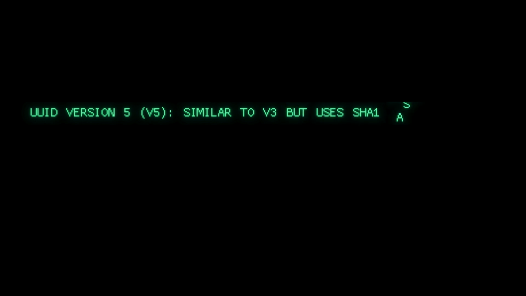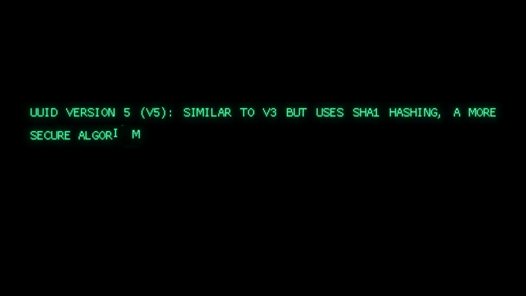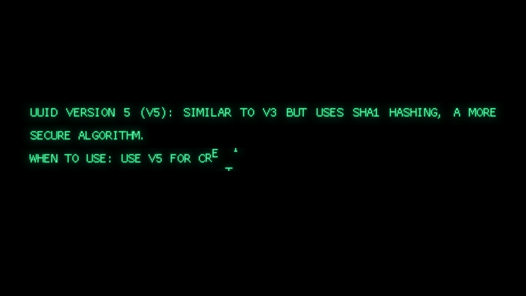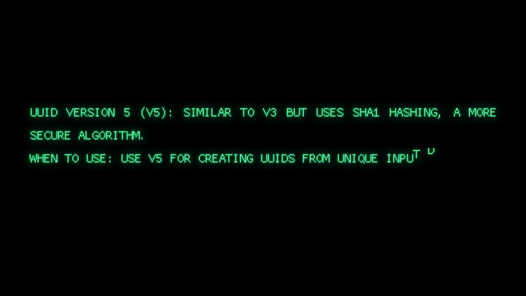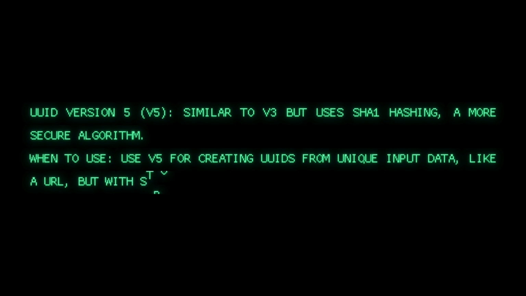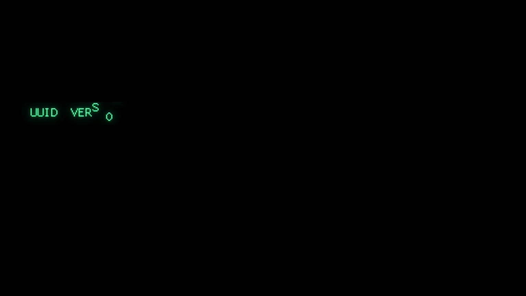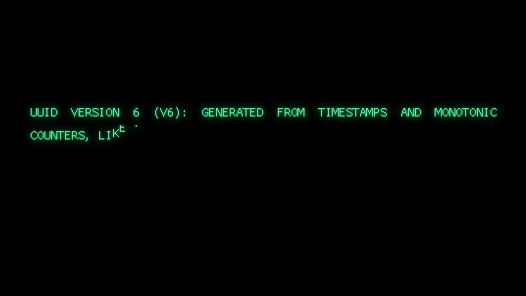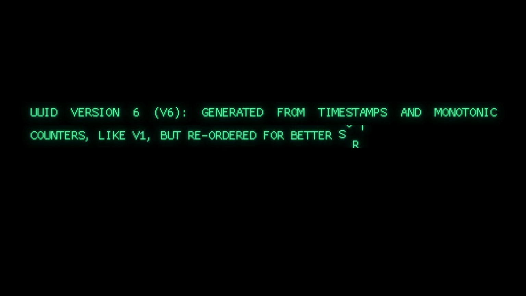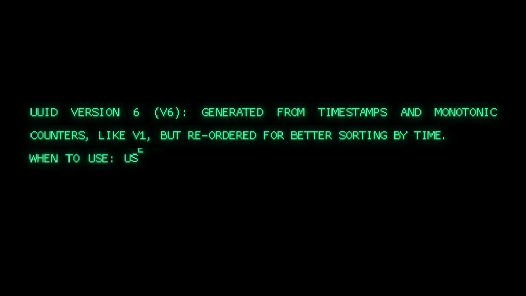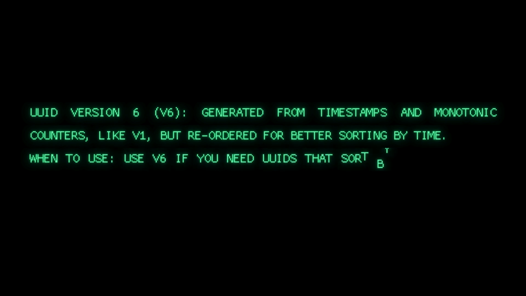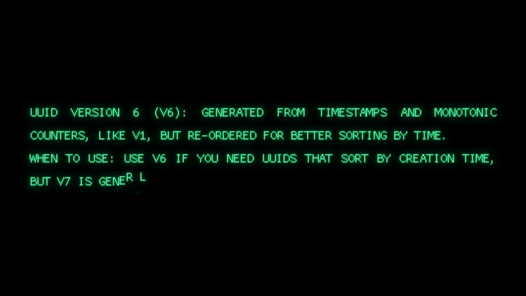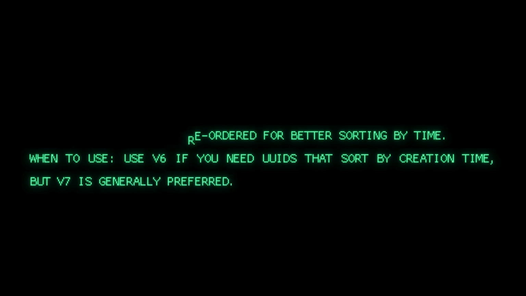UUID version 5, v5, similar to v3 but uses SHA-1 hashing, a more secure algorithm. When to use v5: for creating UUIDs from unique input data, like a URL, but with stronger security than v3. UUID version 6, v6, generated from timestamps and monotonic counters, like v1, but reordered for better sorting by time. When to use v6: if you need UUIDs that sort by creation time, but v7 is generally preferred.